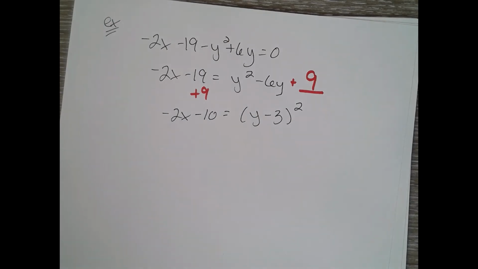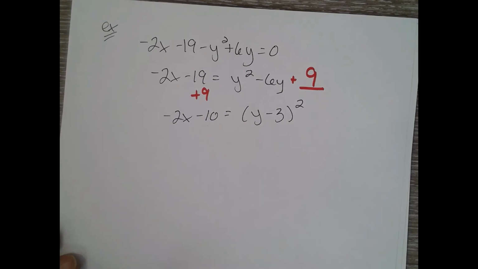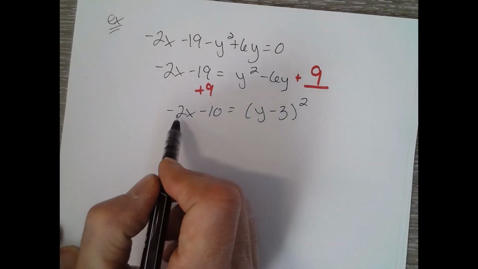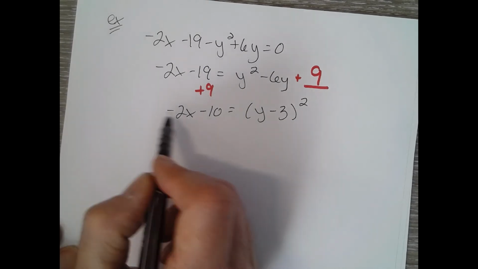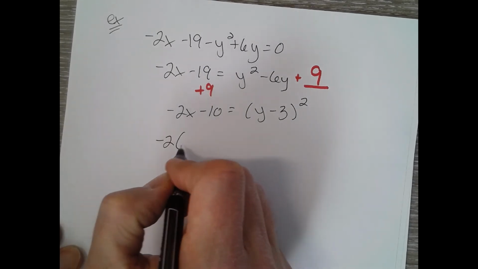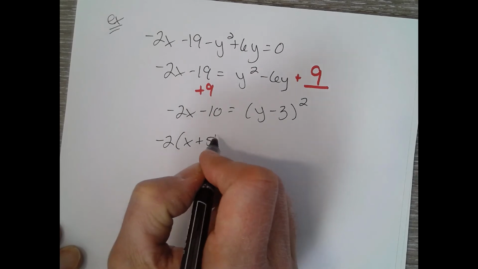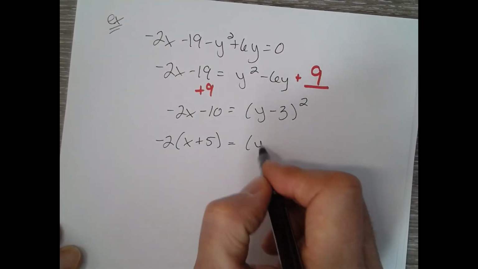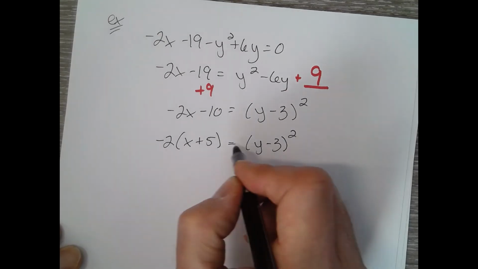But we don't know what h is, or maybe not what p is. So we need to factor whatever the coefficient of x is. I have to pull it out. So I'm going to take out a negative 2 and be left with x plus 5. If there's a number there, you got to pull it out. And now I have it in the form that we can use.